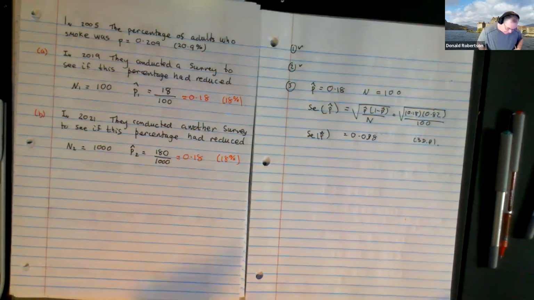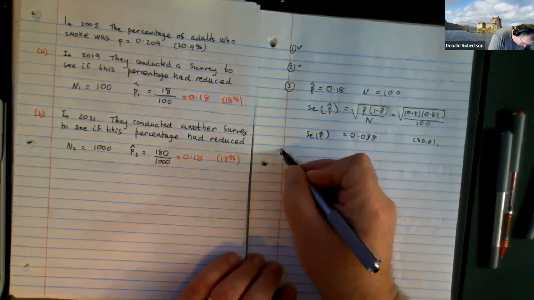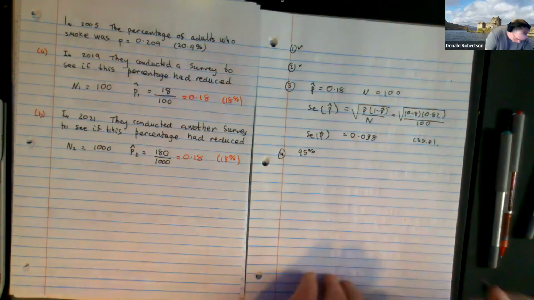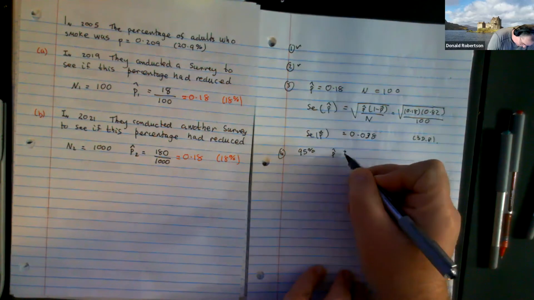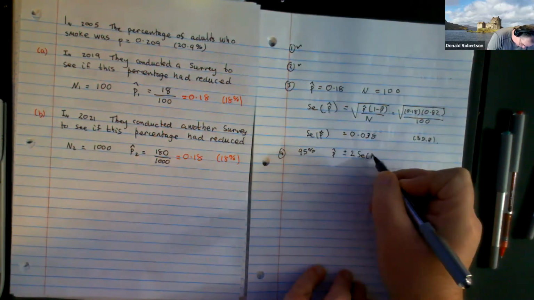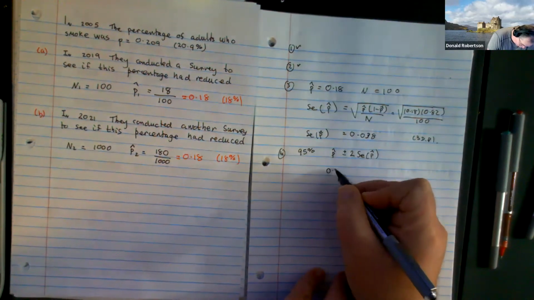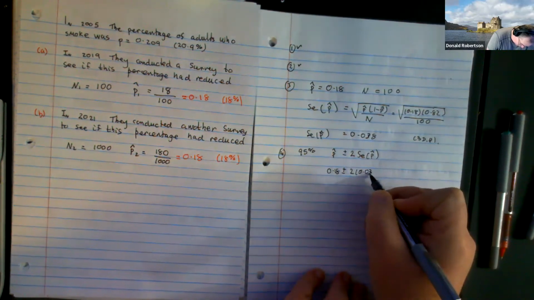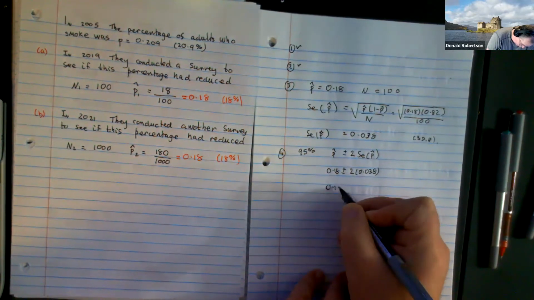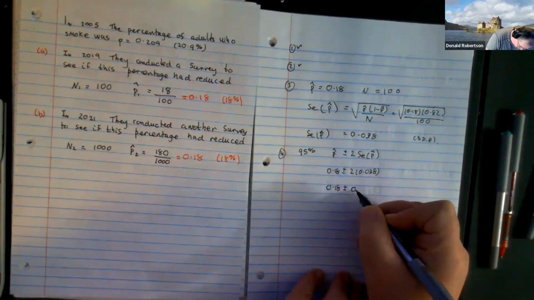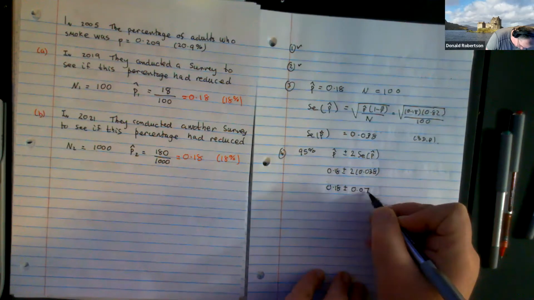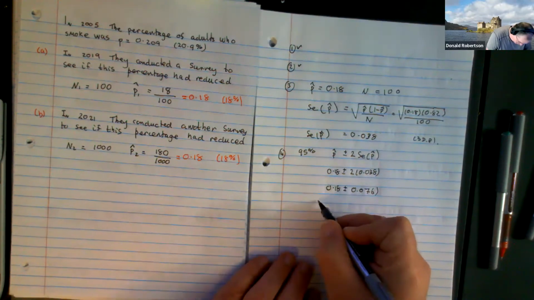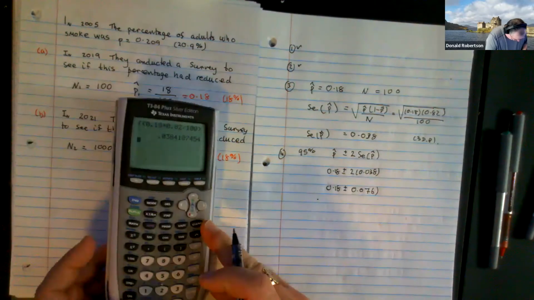And I'm going to analyze them the same way. I'm going to find a 95% one, right? And so it's going to be p hat plus or minus 2 standard errors. So it's going to be 0.18, give or take 2 of these guys. It's going to be 0.18, give or take 0.076. And on the small side, well, let's not just risk it.